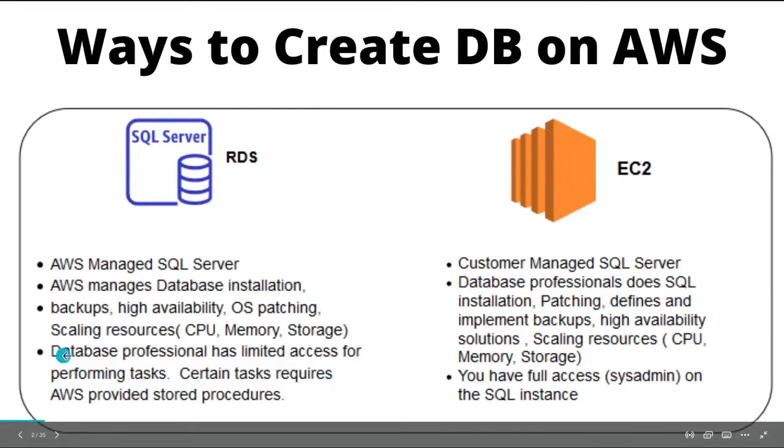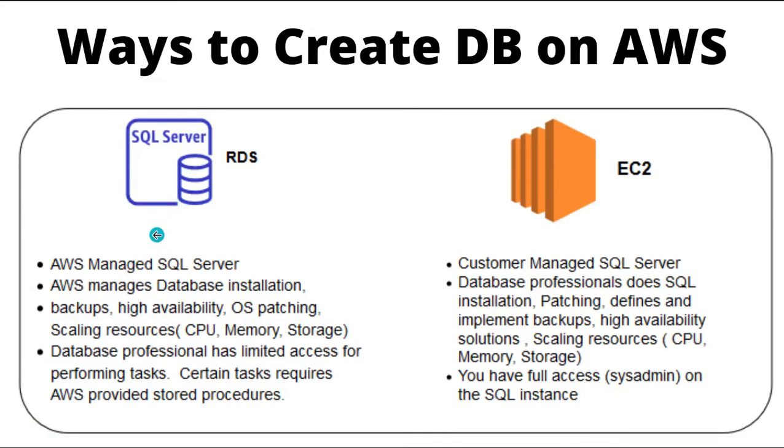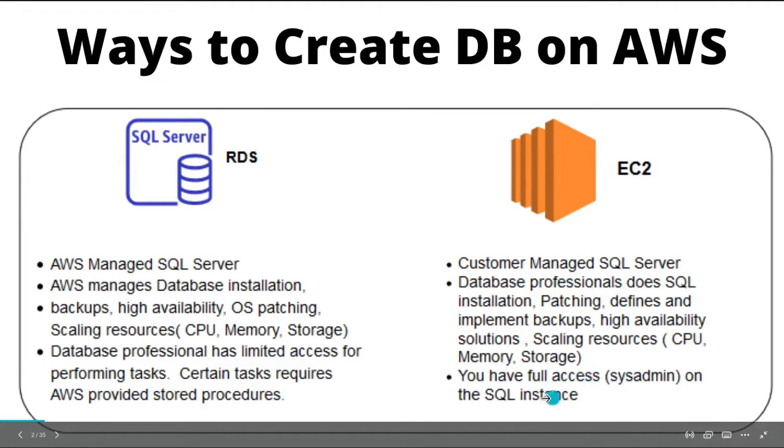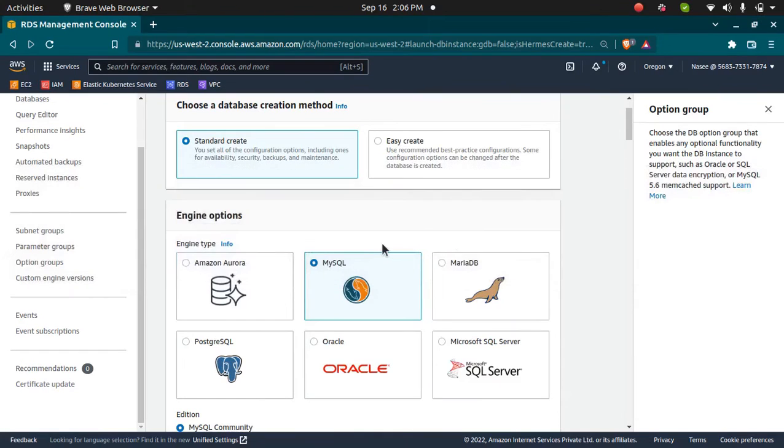Okay. Then database professionals have limited access for performing tasks. Certain tasks require AWS-provided stored procedures. So the only drawback with this is that you cannot go into the server. Even though this is launched on a server behind the RDS, you cannot SSH into it and run commands. But here you can go inside the server, you have full access to the SQL instance, right? Alright, okay. So let's go and complete our installation first.